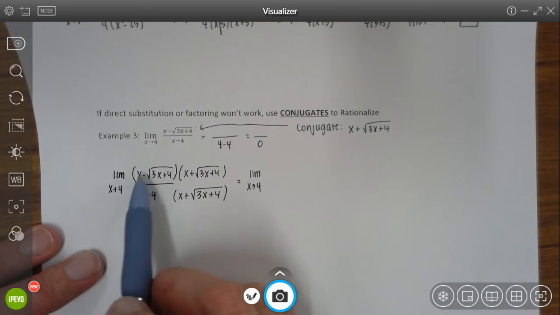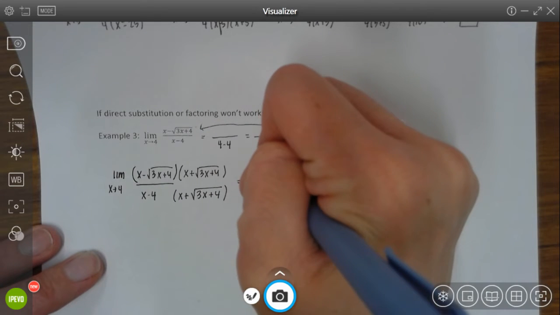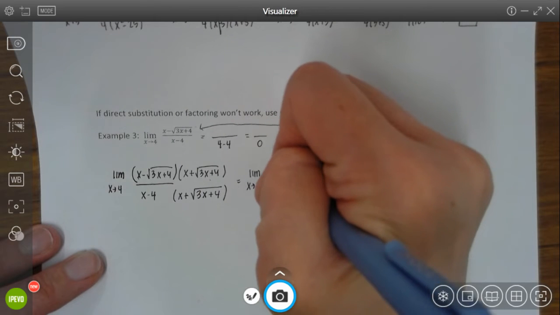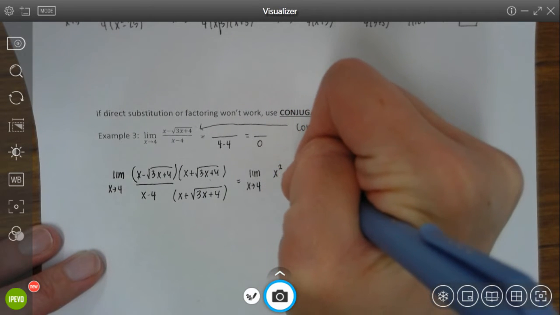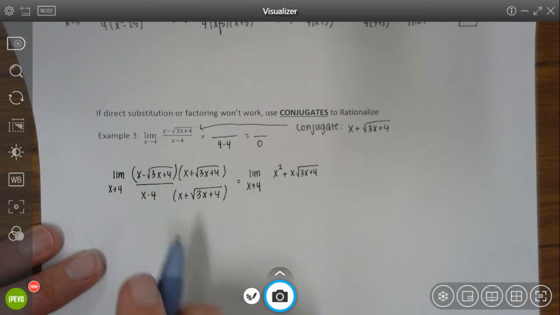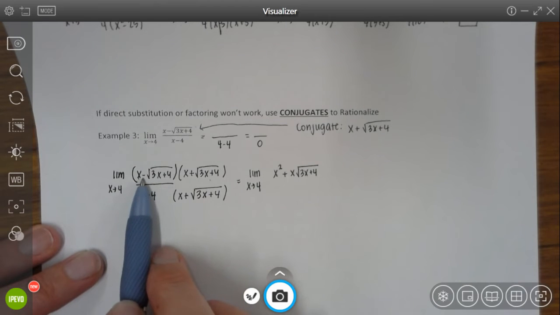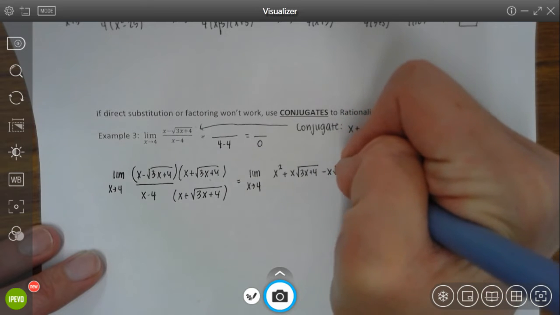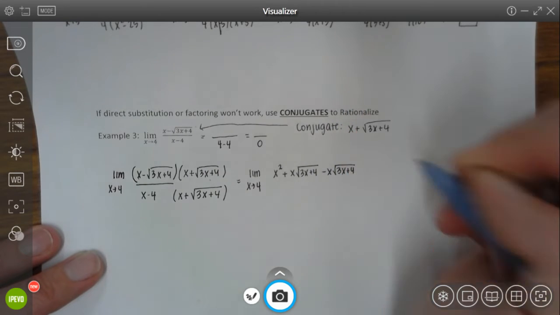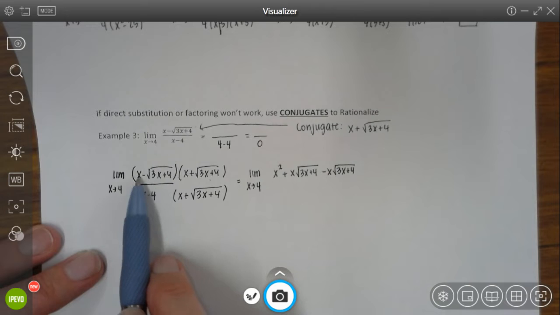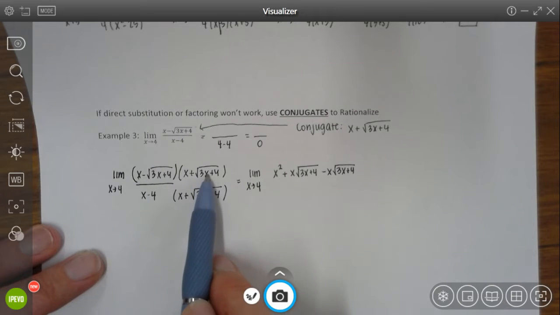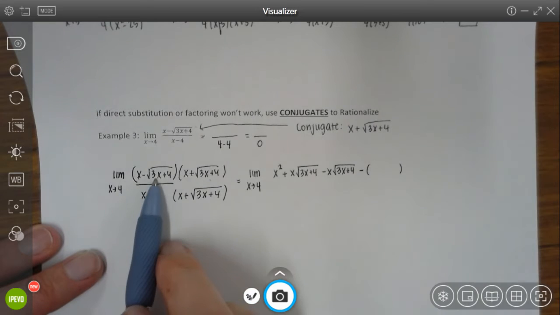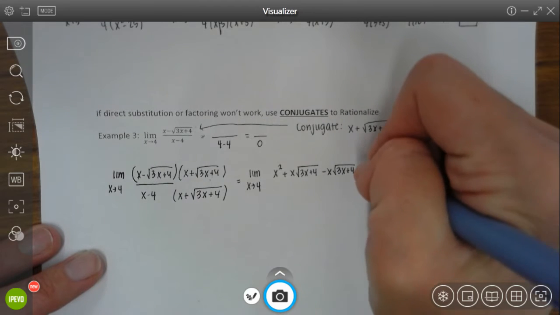So when I FOIL, x times x is going to give me x squared. X times the square root of 3x plus 4 is plus x times the square root of 3x plus 4. My inner terms is negative root 3x plus 4 times x. So that's going to be a minus x times the square root of 3x plus 4. And then my last quantity is negative that times positive that. So I'm going to have a negative. And then the square root of that times the square root of that is actually just 3x plus 4.